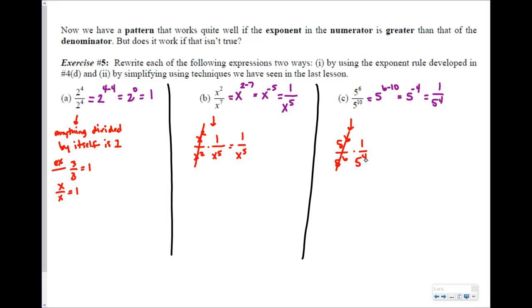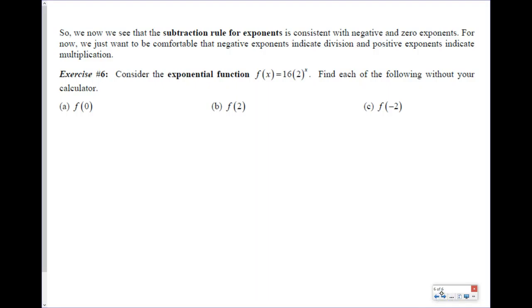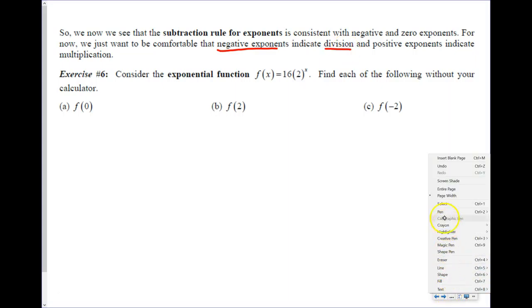So let's take a final look at exercise 6, which will lead us into 9.3, and that's talking about exponential functions. So now that we see the subtraction for exponents is consistent with negative and 0 exponents, for now we want to be comfortable that negative exponents indicate division and positive exponents indicate multiplication. That's a big takeaway from this lesson.